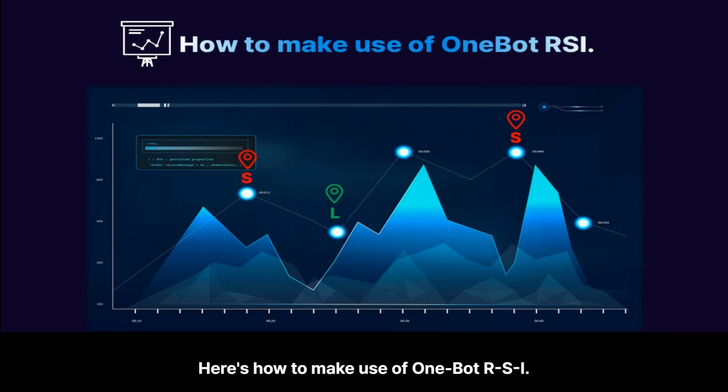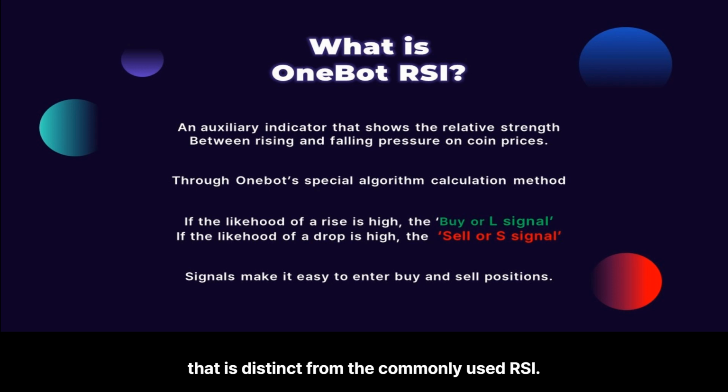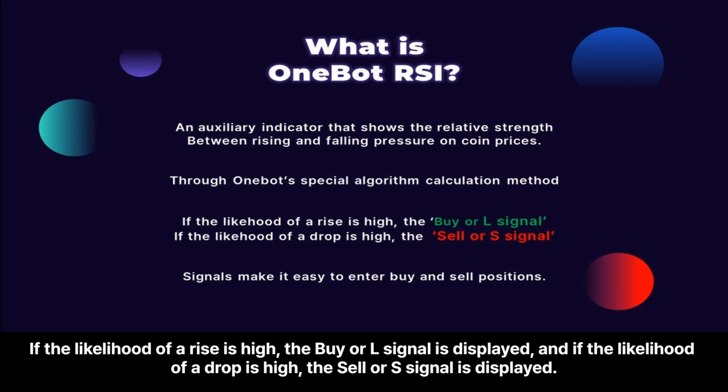Here's how to make use of One-Bot RSI. One-Bot RSI is an auxiliary indicator of the relative strength between rising and falling pressures of prices, and is implemented in an algorithmic calculation method that is distinct from the commonly used RSI. If the likelihood of a rise is high, the buy or L signal is displayed, and if the likelihood of a drop is high, the sell or S signal is displayed.